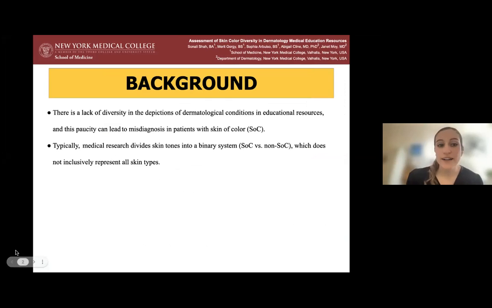To start with some background, there is a lack of diversity in the depictions of dermatological conditions in educational resources, and this paucity can lead to misdiagnosis in patients with skin of color. Typically, medical research divides skin tones into a binary system, just classifying them as either skin of color versus non-skin of color, which does not inclusively represent all skin types.